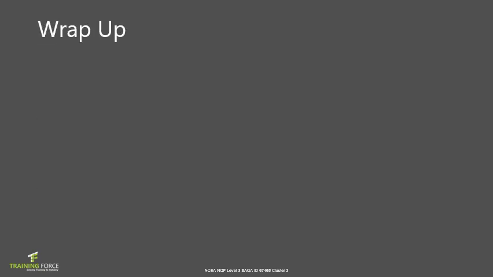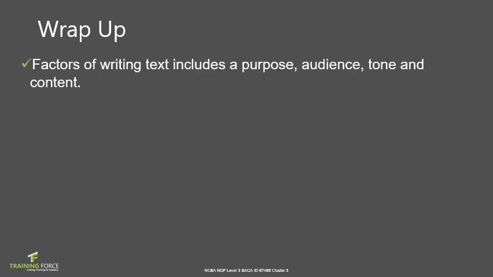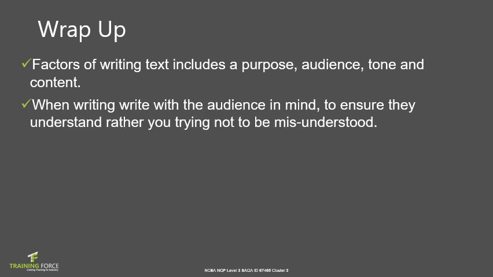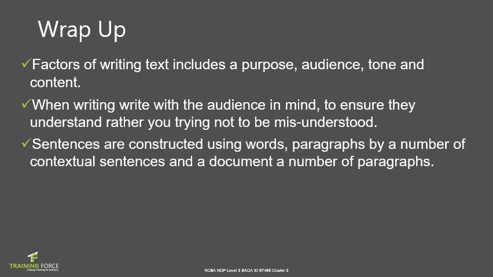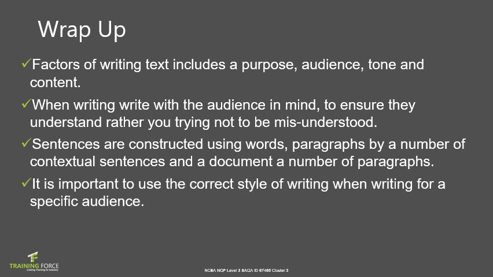And that's a wrap for topic 5, writing for a specific audience. The main ideas are: factors of writing text includes a purpose, audience, tone, and the content. When writing, write with the audience in mind to ensure they understand rather than trying not to be misunderstood. Sentences are constructed using words, paragraphs by a number of contextual sentences, and a document a number of paragraphs. It is important to use the correct style of writing when writing for a specific audience.